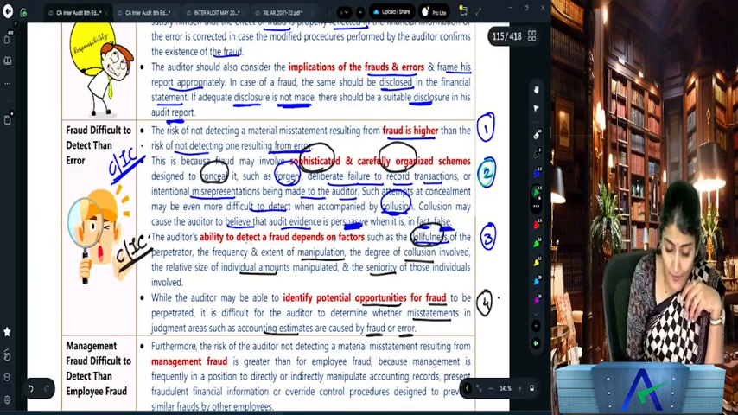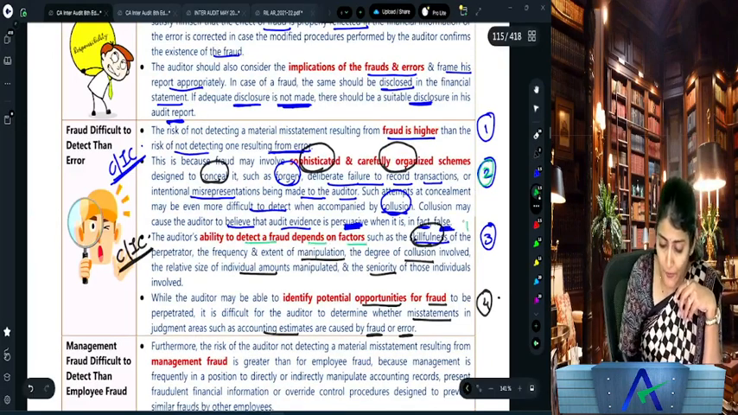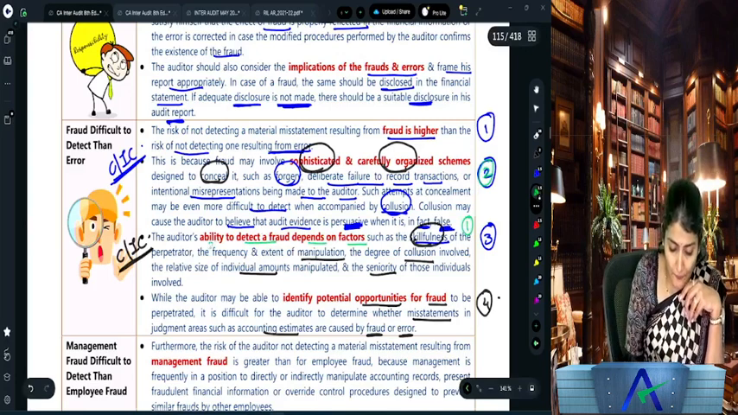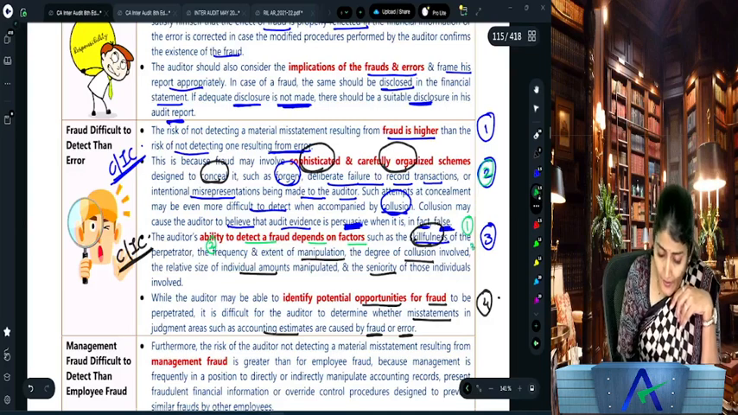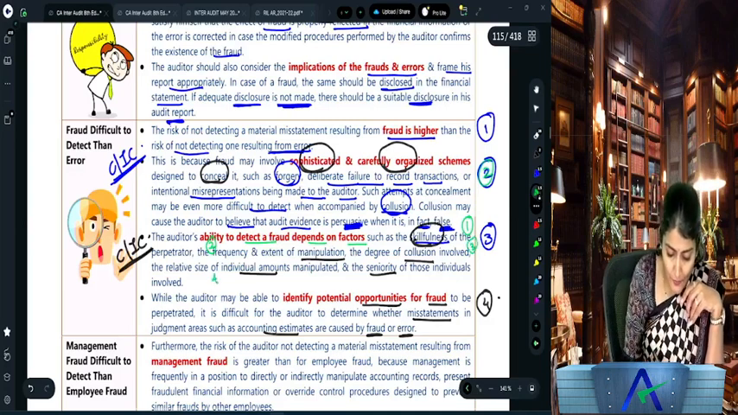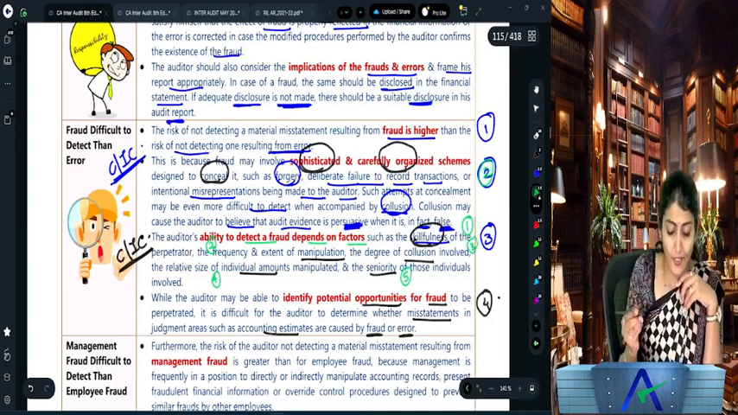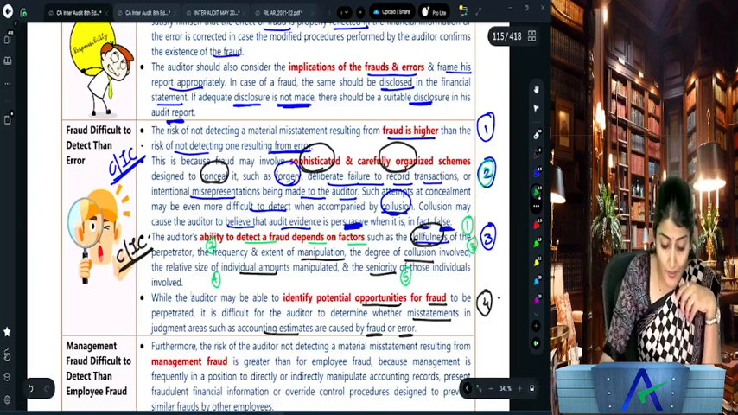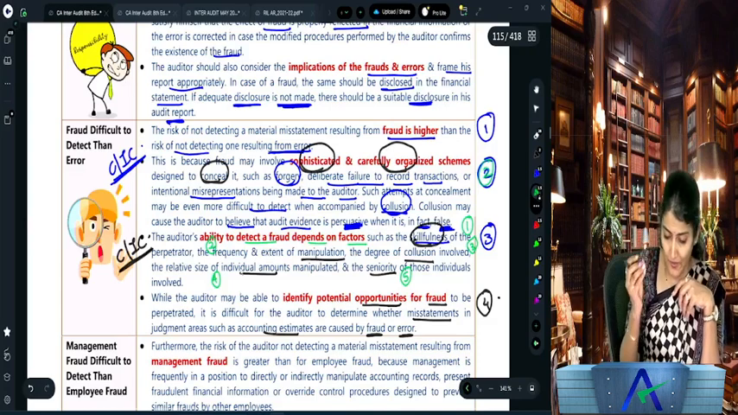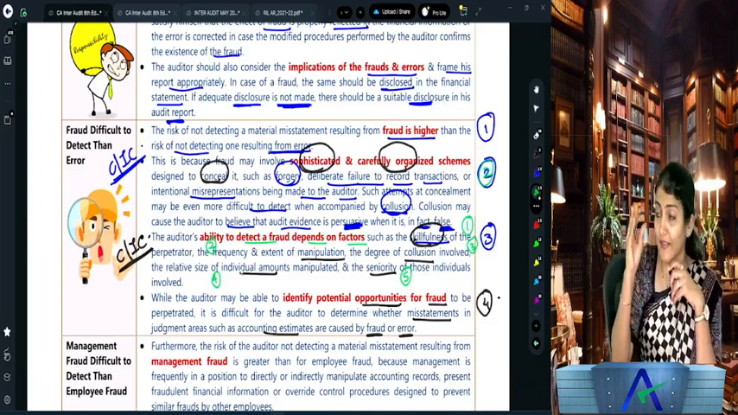Then what does it say? It also depends upon the skillfulness of the perpetrator, the frequency and the extent of the manipulation, the degree of the collusion involved, the size of the individual amounts, and also the seniority of those individuals involved. Okay, then while the auditor, is it possible? See, there are five good sentences over here, no?